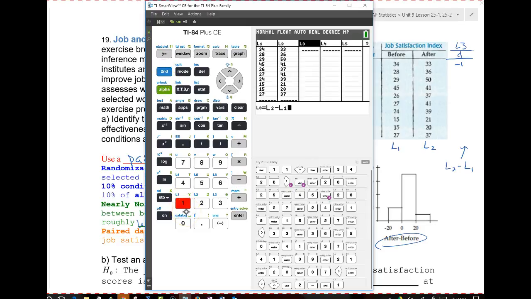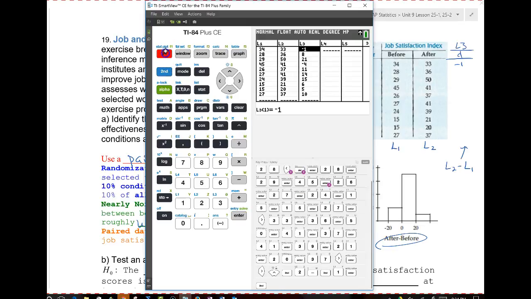And that's being stored in list 3, so you can see on the bottom of the calculator screen right there. Hit enter. It does all the differences for you. Now I can use that in order to calculate all the information that I need. Now let's do a quick stat plot on this one.